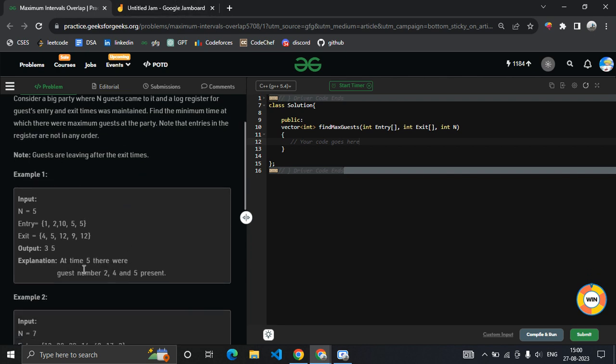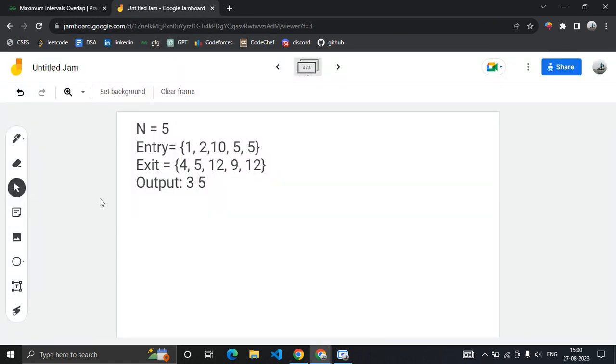This is the given test case, and the output is 3 and 5. Let me explain. Assume you are a function manager. Some guests are coming, and you have to maintain the entry and exit times in a logbook. The manager has asked you to find the minimum time at which the maximum number of guests were present.